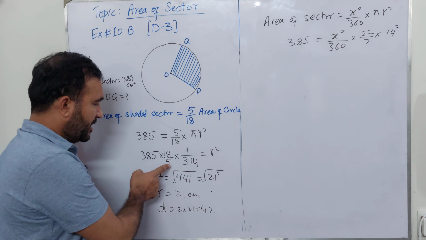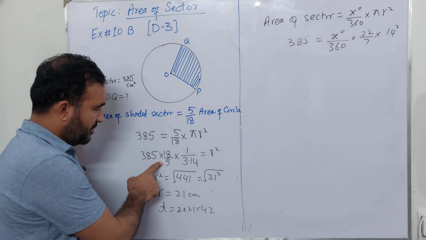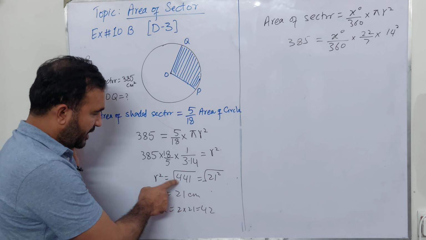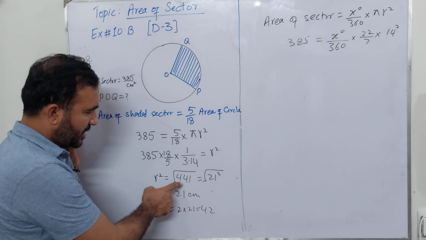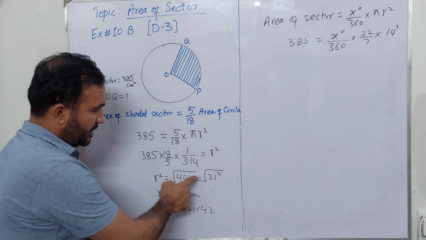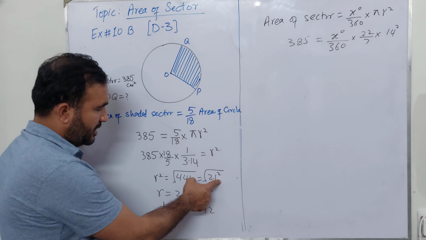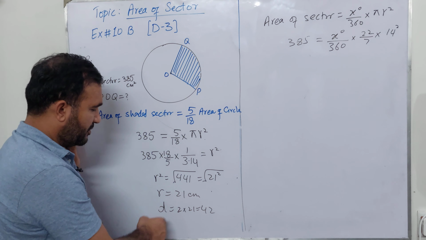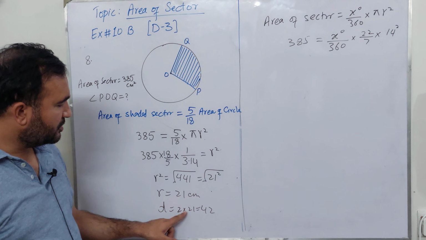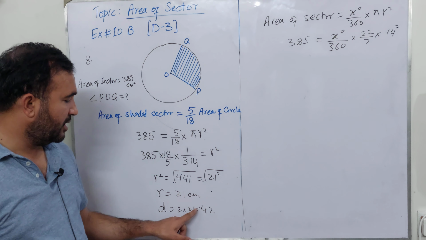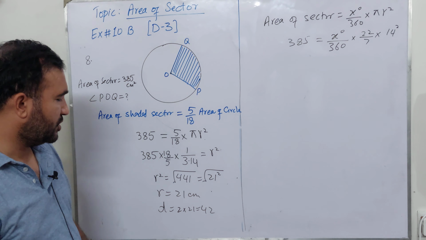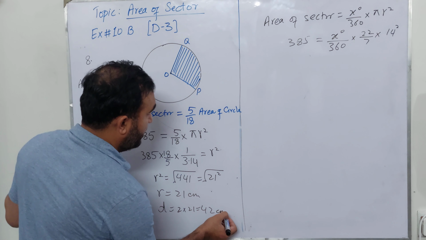5 by 18, when I shift this to the other side, it will be 18 by 5, and this whole calculation will be equal to 441. And now taking square root on both sides, 441 is the square of 21. So 441 is equal to 21 square. You can cancel square with square root, so the radius is 21 centimeters. Since we have been asked to find the diameter, diameter is equal to 2 times radius, so when the radius is 21, the diameter is equal to 42 centimeters.